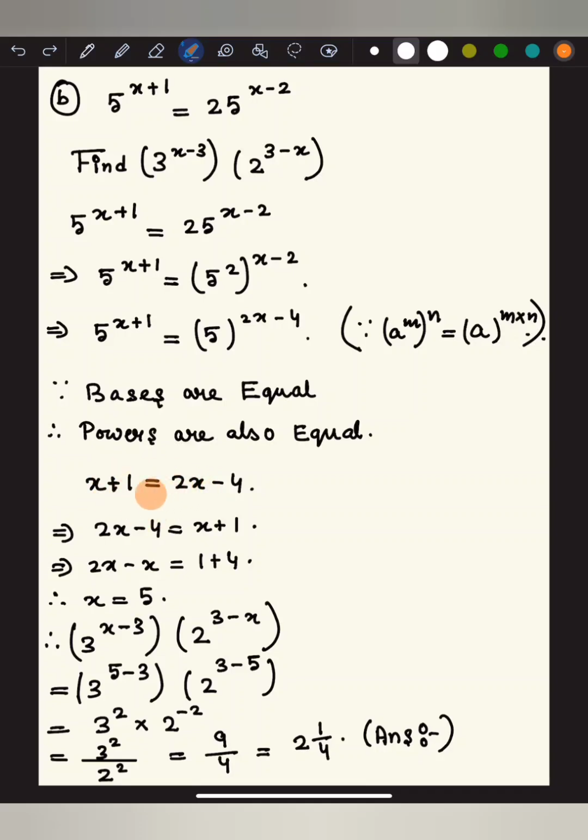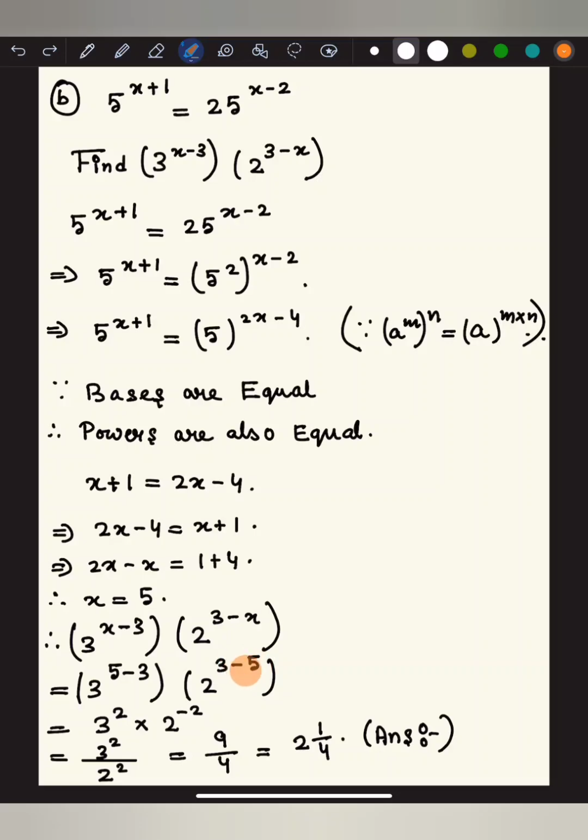Okay, so since x plus 1 equals 2x minus 4, therefore we can say that 2x minus 4 equals x plus 1, which implies 2x minus x is equal to 1 plus 4, with 4 coming to this side and becoming plus 4. Therefore x equals 5. Therefore the value of 3 to the power x minus 3 into 2 to the power 3 minus x is equal to 3 to the power x is 5. So 5 minus 3 into 2 to the power 3 minus x is 5.